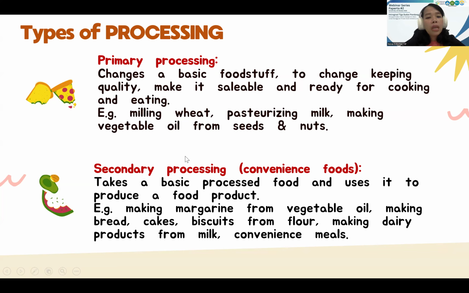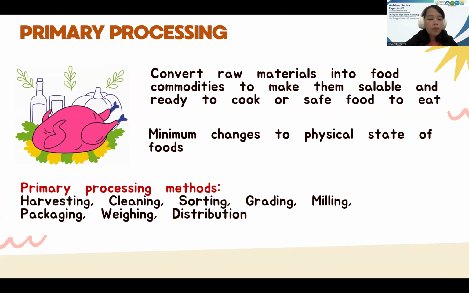And for the secondary processing, it takes a basic processed food and uses it to produce a food product. For example, making margarine from vegetable oil, making bread, cakes, biscuits from flour, making dairy products from milk, and convenience milk. In primary process, what we are going to do is we convert the raw materials into food commodities to make them sellable, ready to cook, or even safe to eat.